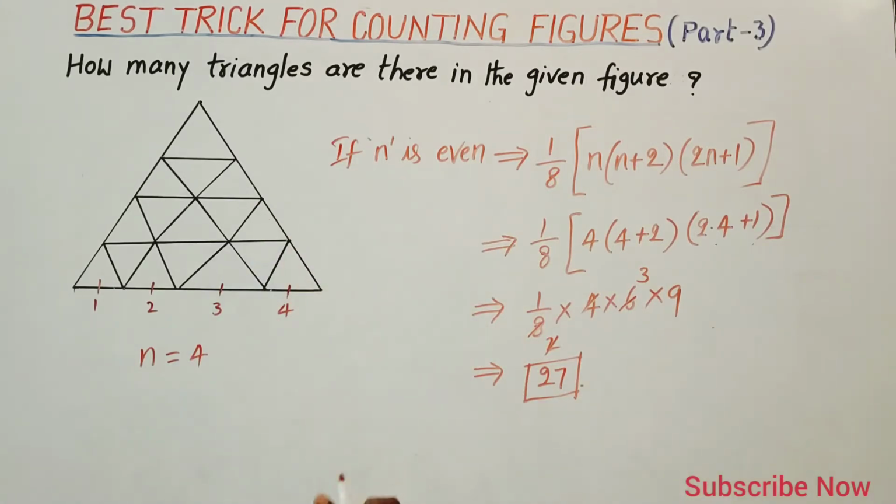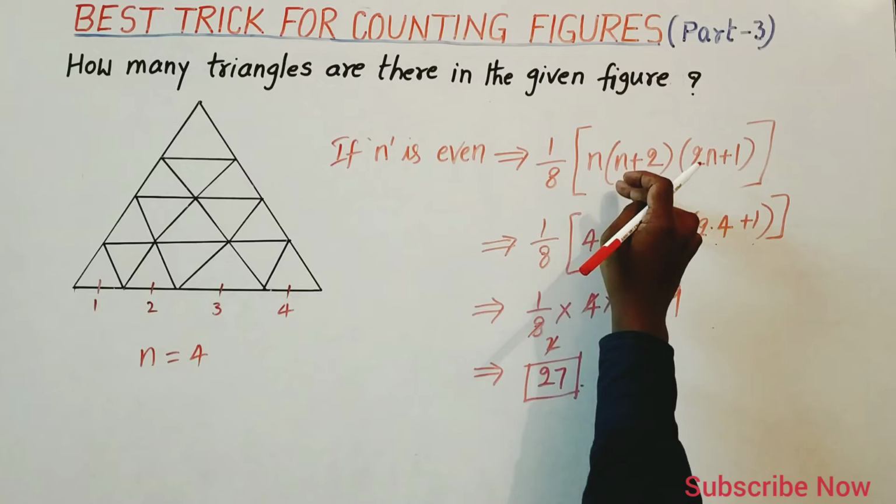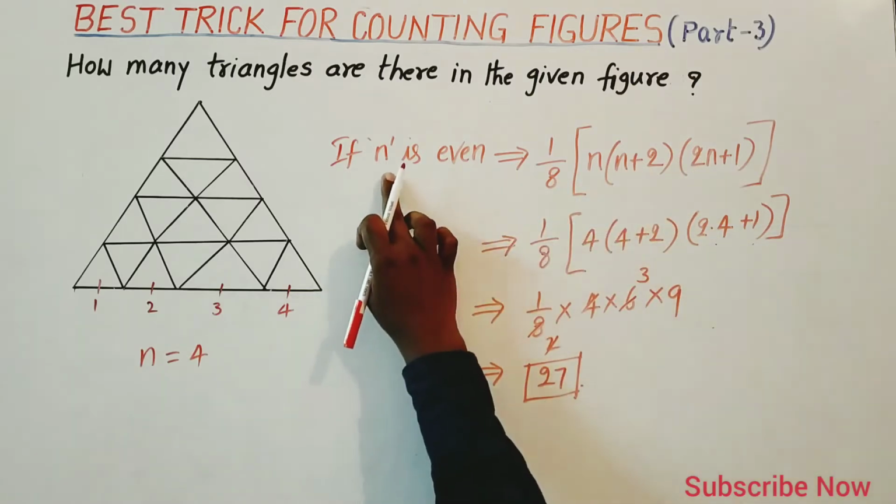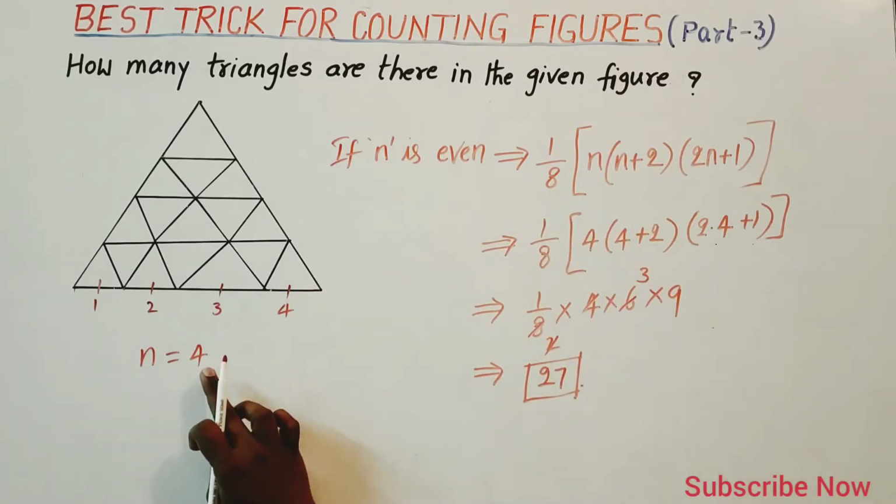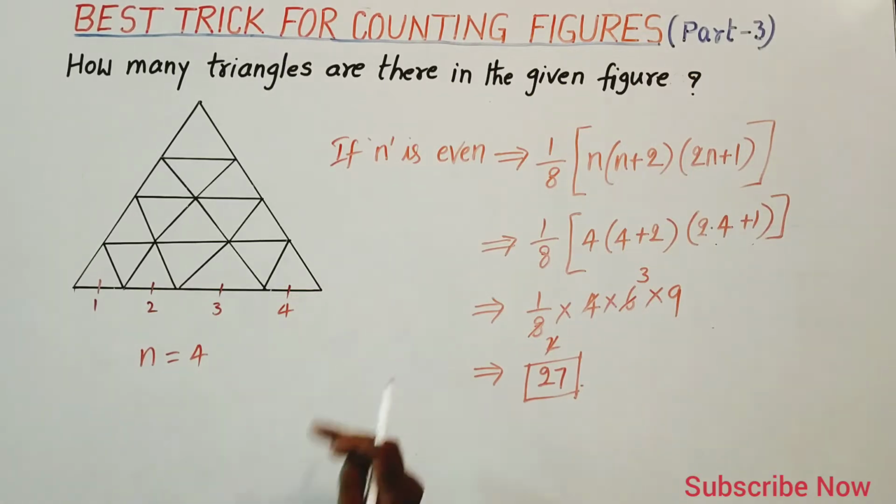But here one important point is you have to use this formula when the value of n is an even number, like 4, 6, 8, 10, like that. If n is an odd number, then let's see another problem.